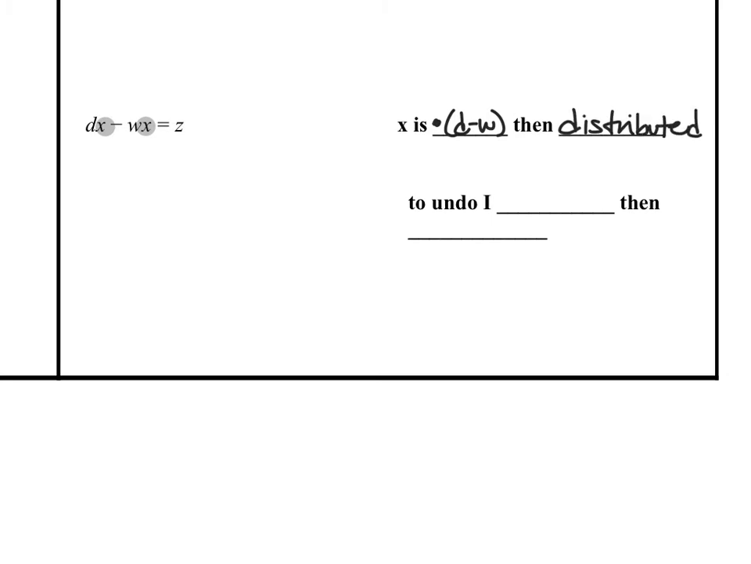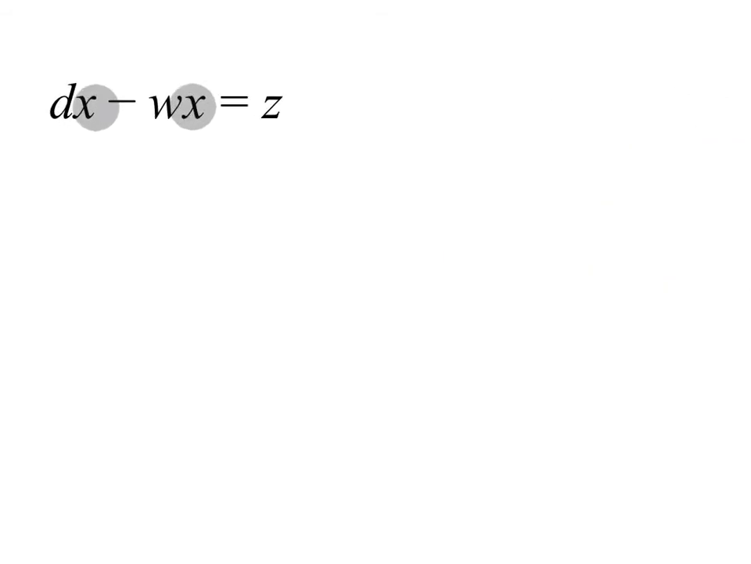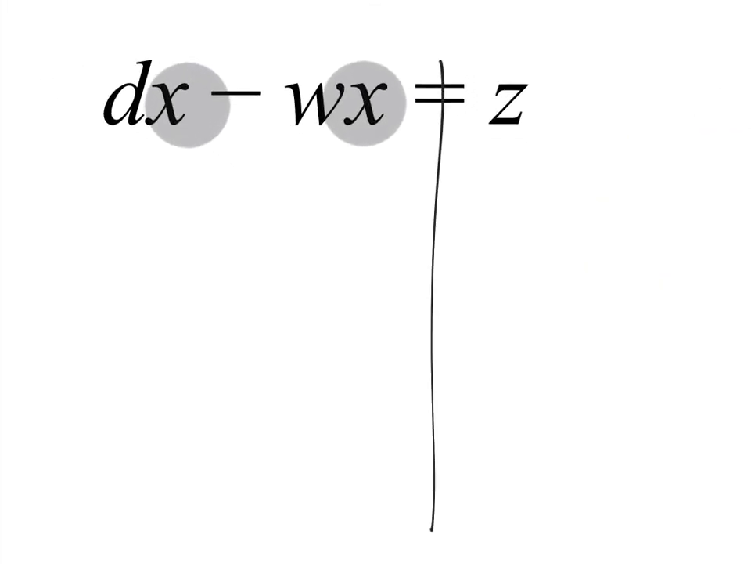So to undo that, I'm going to undistribute. I'll show you how in a second. A fancy name for that is factoring. Undistribute and then divide by d minus w. Notice how I'm just doing the opposite of what I have here. Multiply, divide, distribute, undistribute. Figure out what's happening and then go backwards in the opposite order. Draw your balancing line.